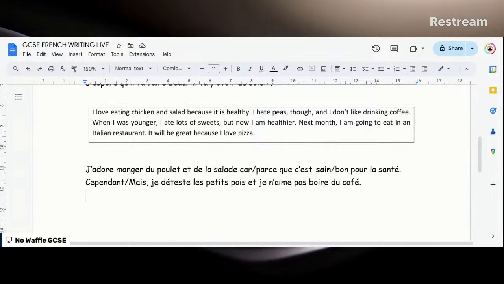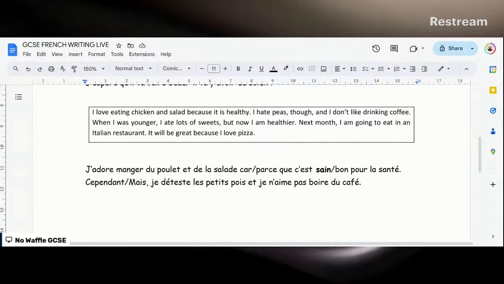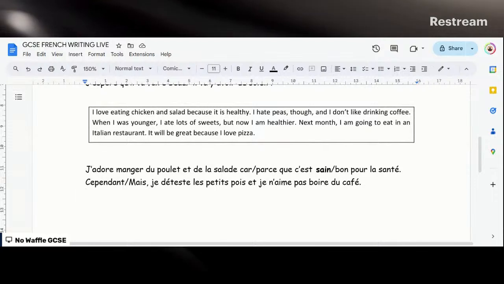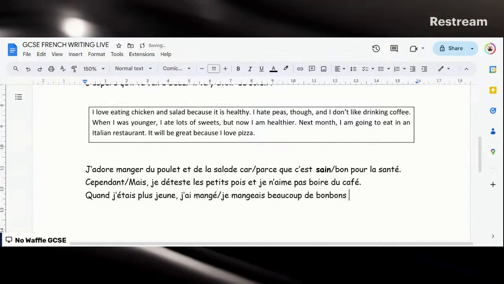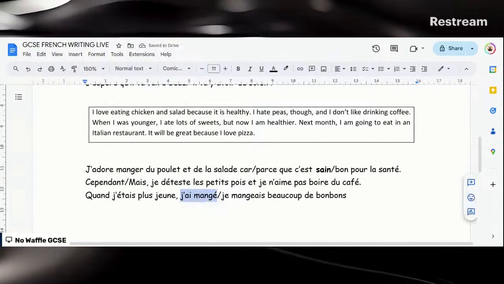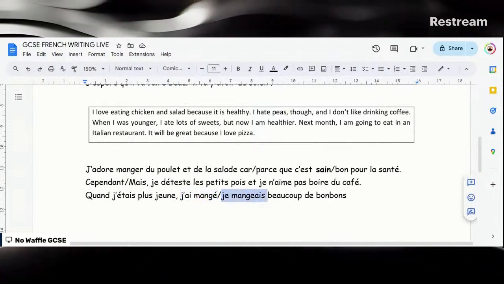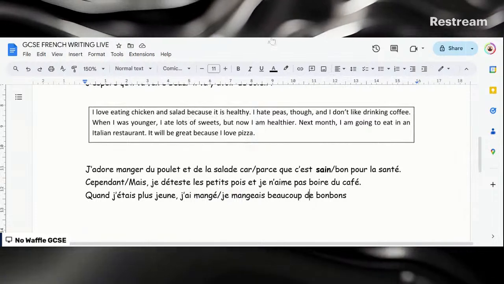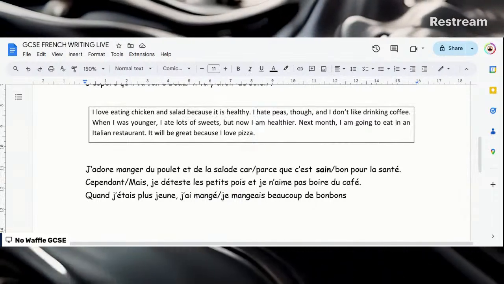I ate a lot of sweets. So you can opt for the different past tenses there. You've got the imperfect and the perfect. So the perfect is j'ai mangé, which has the auxiliary and the past participle. Or you can say the imperfect, je mangeais beaucoup de bonbons. I ate a lot of sweets, but now I am healthier.